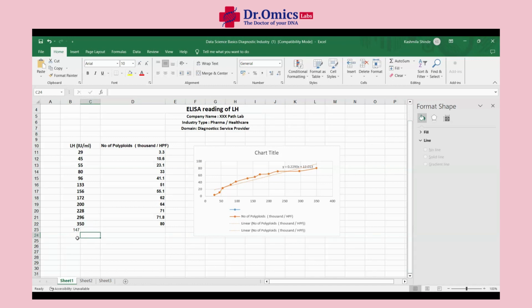Let us see here, there are two axes. From 0 to 400, this axis is called the x-axis, which indicates the luteinizing hormone concentration. And there is one more axis, from 0 to 100, which is called the y-axis, which is nothing but the number of polyploids. Remember? Now what should we calculate, x or y? You can go with the Y. Okay, fine. So we'll calculate now.